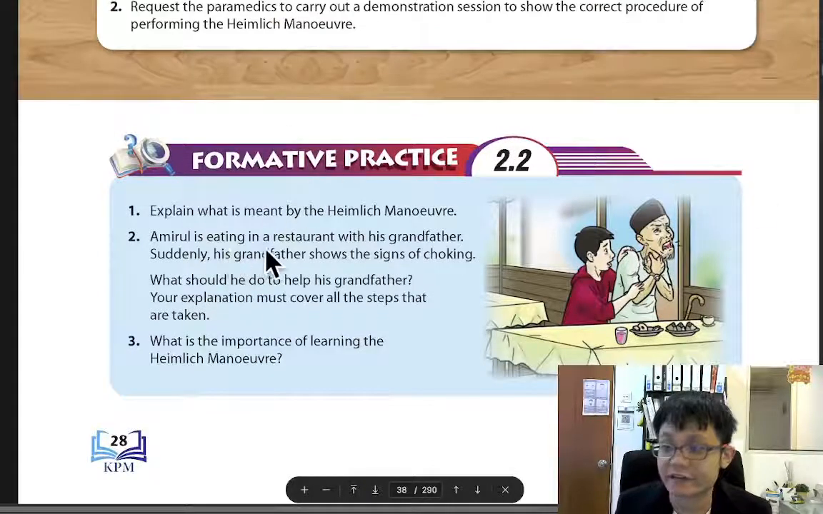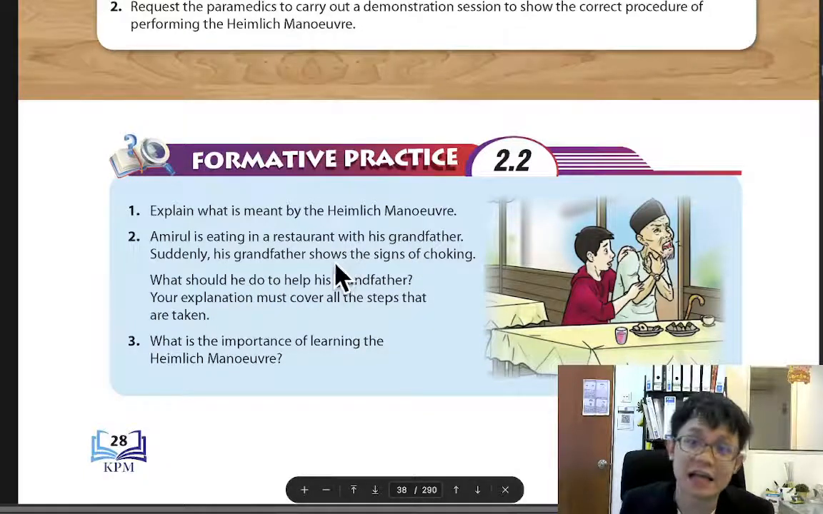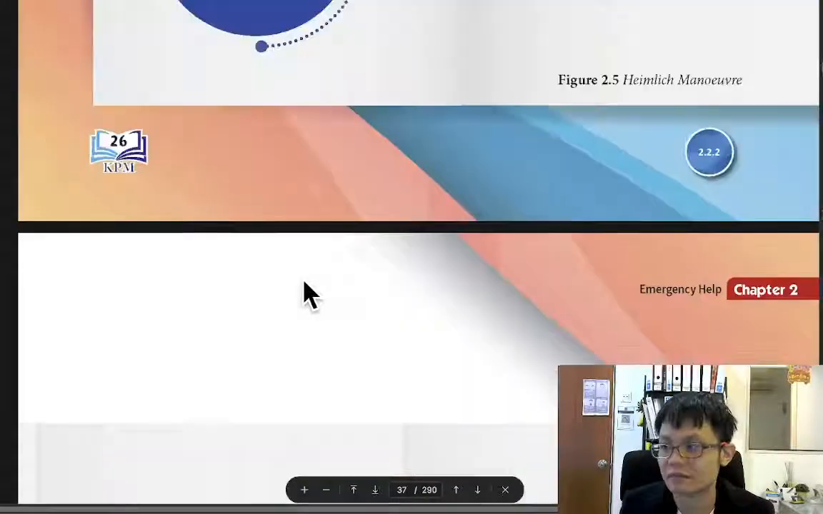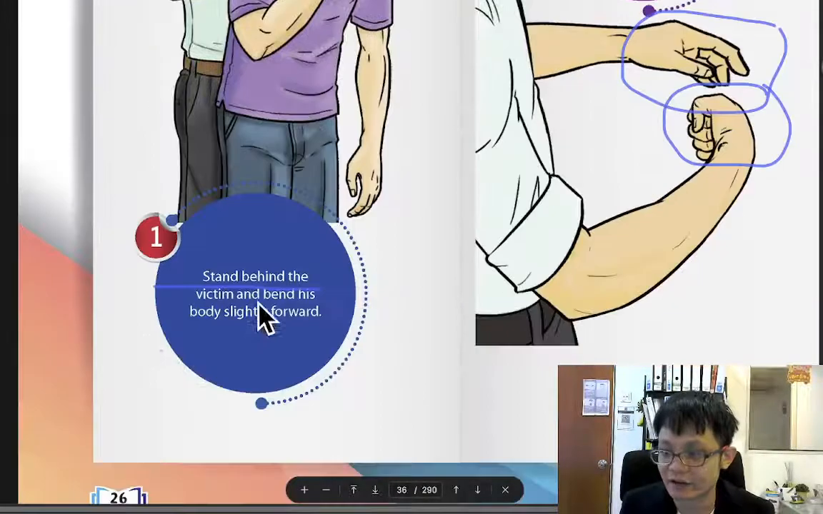Amiro is eating in a restaurant with his grandfather. Suddenly his grandfather has the sign of choking, and again this is the universal sign of choking. What should he do to help his grandfather? You must explain all the steps that are taken. I don't want to explain all steps, then it will be very long, but it will be something like this. If you want, you can copy it.